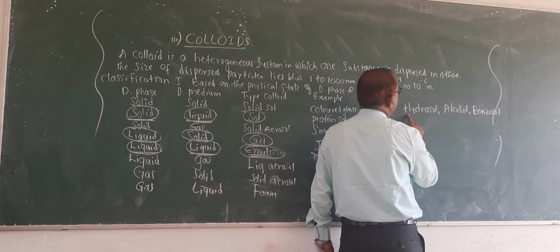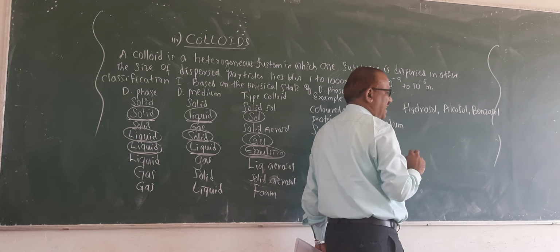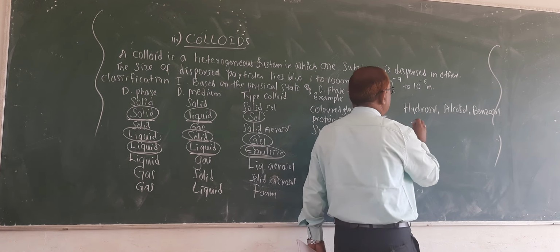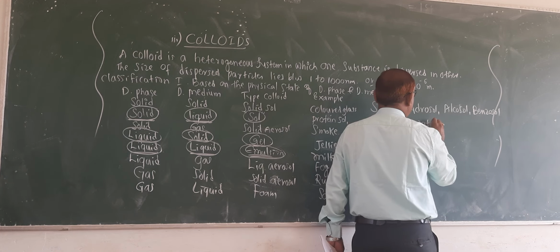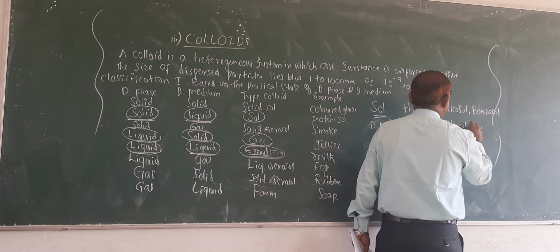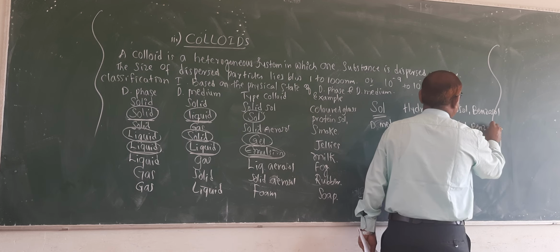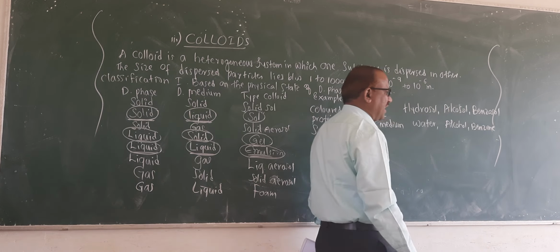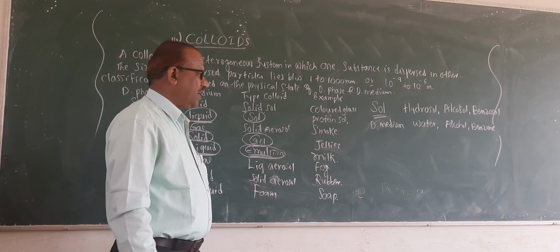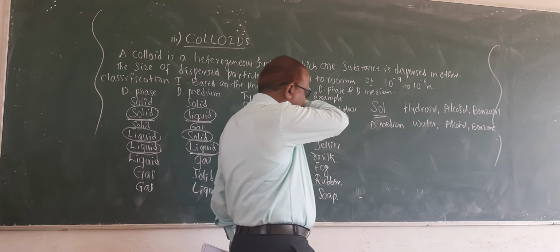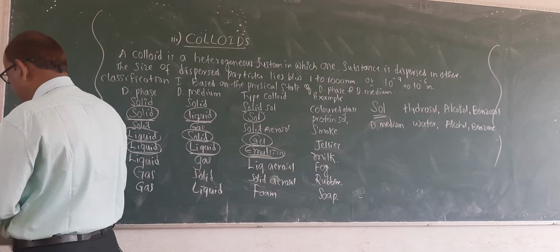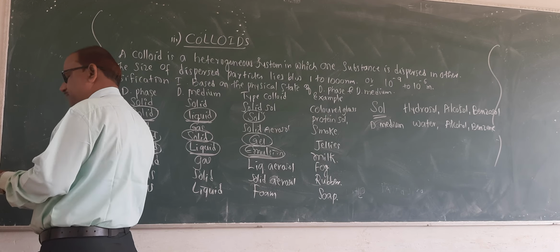This is a little confusing at first. Some students may say that the dispersion medium in the hydrosol is hydrogen. It is wrong. In hydrosol it is water. In alcohol it is alcohol. In benzosol it is benzene. One mark may be asked: name the dispersion medium in hydrosol. If they are asking, it is water. This is the first type of colloidal classification.